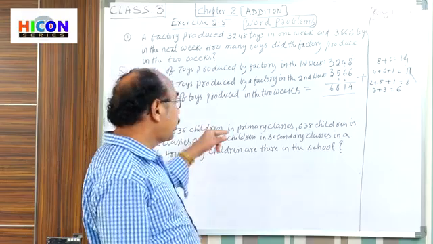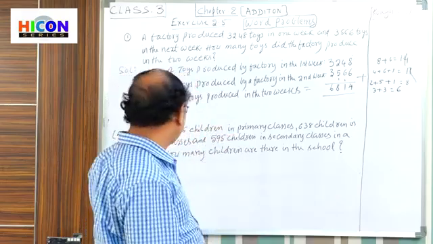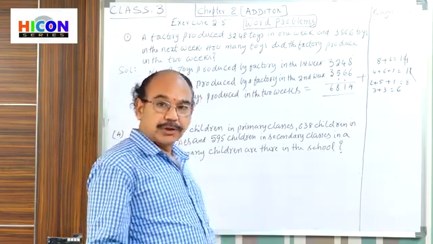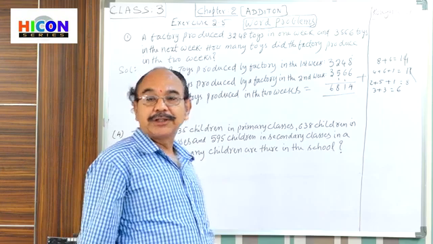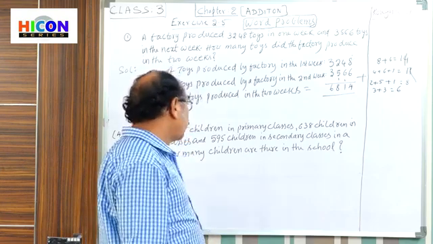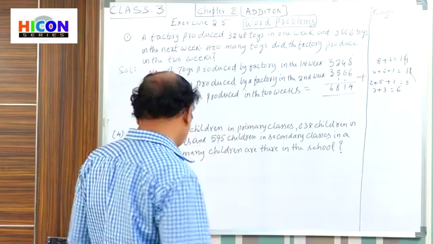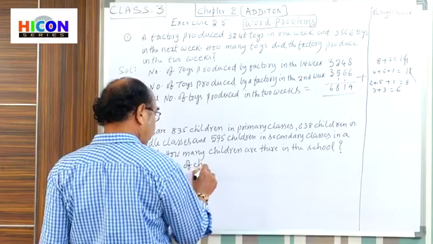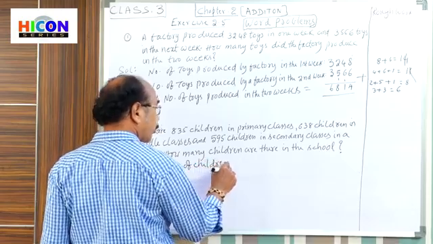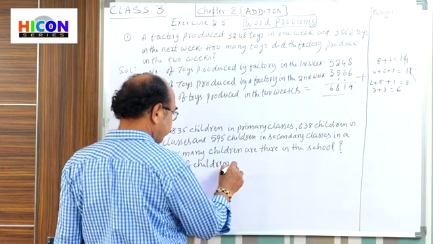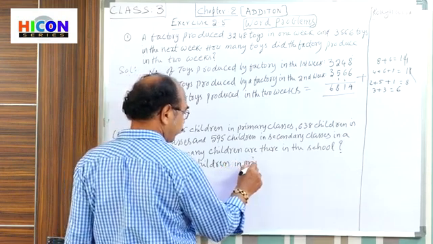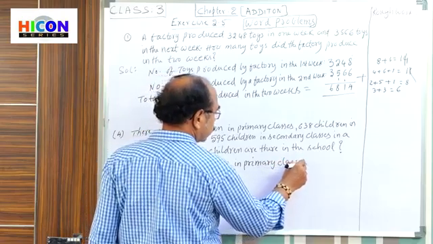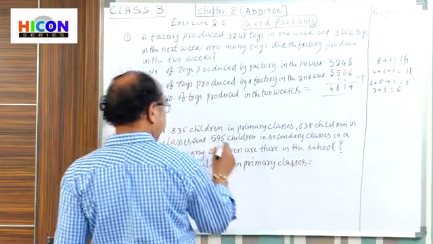So, how many children are there in primary classes? 835 children are there in the primary classes. So, that you mention here as a first step. Number of children in primary classes. How many here? 835.